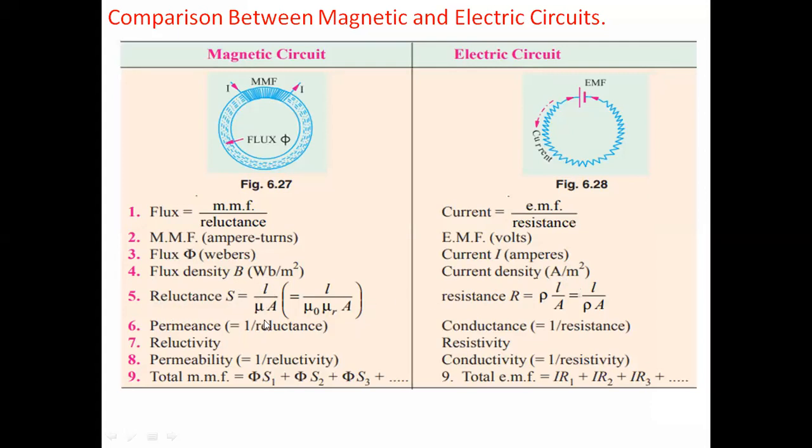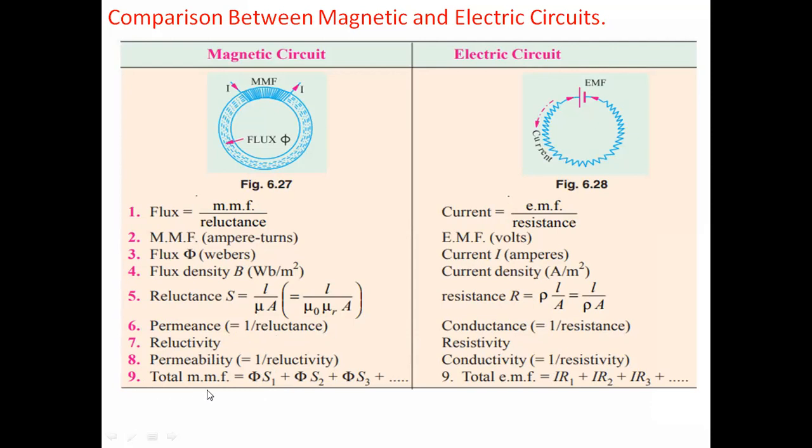The next one is reluctance, S is equal to 1 by mu A. It is similar to resistance, R is equal to rho L by A. 1 by rho corresponds to the inverse of resistance, that is the conductance. So permeance is equal to 1 by reluctance, and conductance is equal to 1 by resistance. Reluctivity corresponds to resistivity. Permeability is equal to 1 by reluctivity, and conductivity is equal to 1 by resistivity.